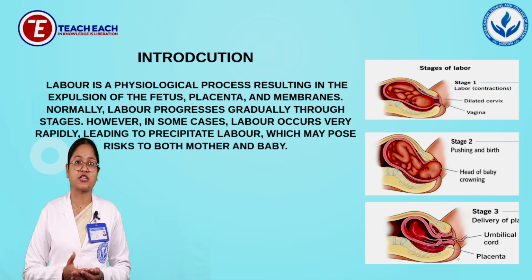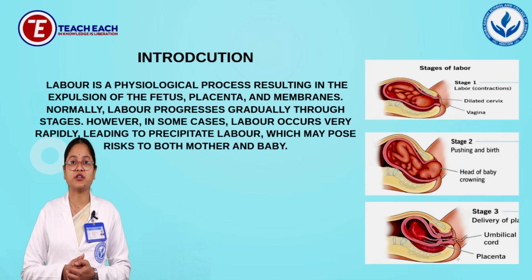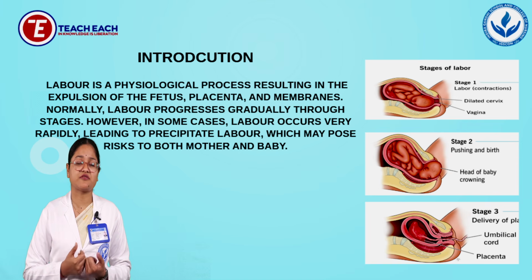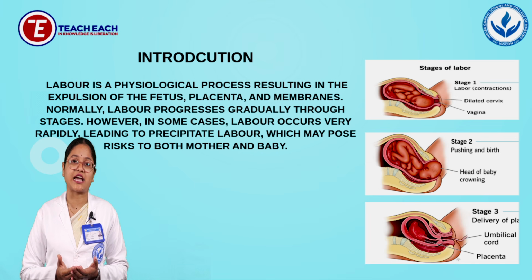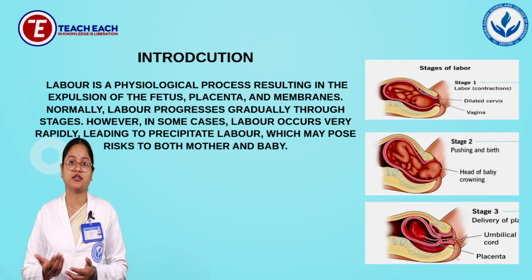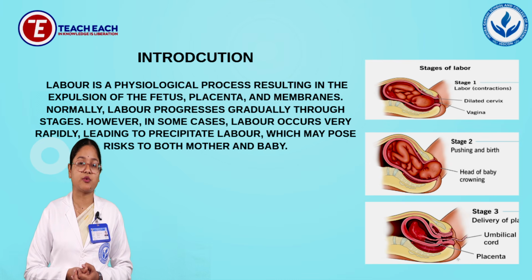Labor progresses gradually through stages, and they have specific timing for each stage according to the multigravida mother and the primigravida mother. The first stage is the stage of cervical dilatation. The mother will start with true labor pain and the cervix will dilate till 6 centimeters. After that, the second stage is the expulsion stage. In this, the fetus will be delivered through the vagina, and the third stage is about the delivery of the placenta.